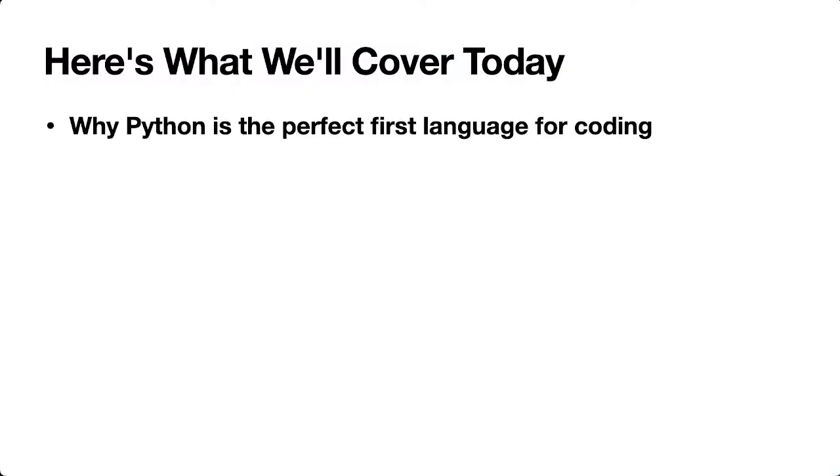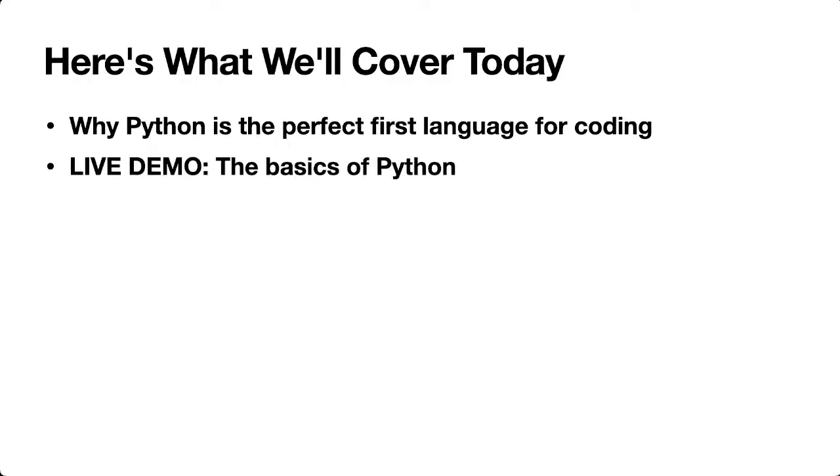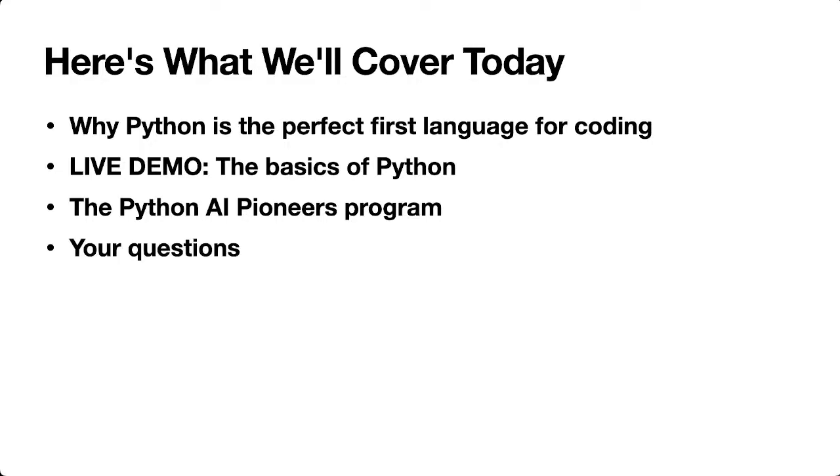But let me tell you about our plan for the roughly 60 minutes or so. What are we going to do? First of all, we're going to talk about why Python is perfect for beginners. Then we're going to have our live demo. That's the main portion of our time together. You're going to see Python in action. And after that, I tell you about my Python+AI Pioneers program, where AI and I help you learn. And then I'm going to answer some questions.